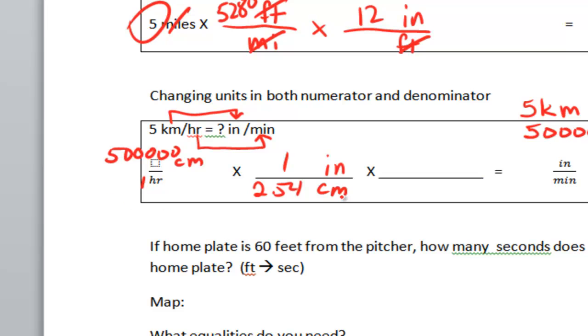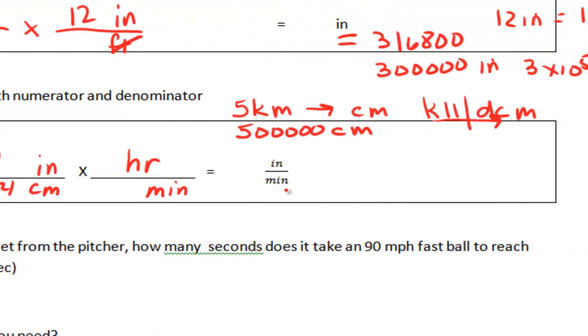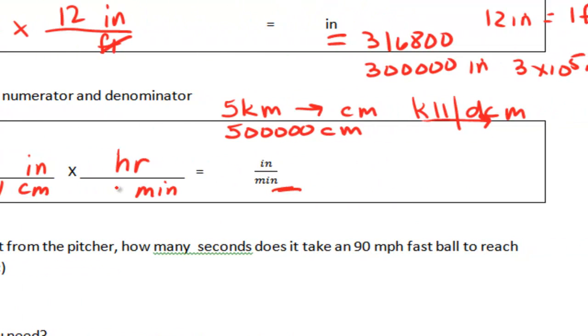And then I can also get rid of the hours, but look where hours are. Since hours are in the denominator, you need to put hours in the numerator to cancel it out. And I'll put minutes in the denominator, which is where I want it, and there are 60 minutes in 1 hour.